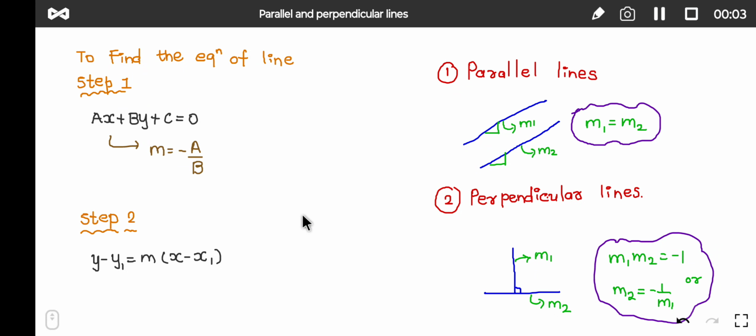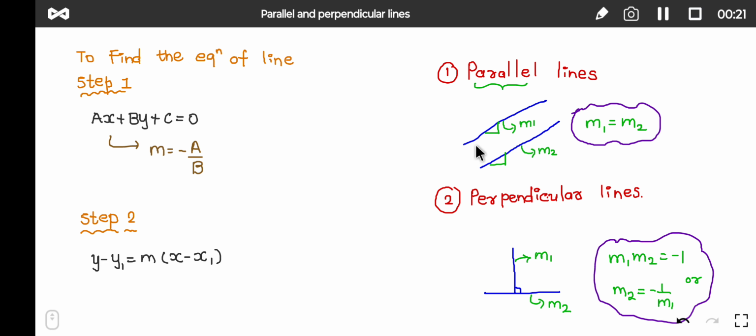Hello everyone. In this class I will tell you how to find the equation of a parallel line and a perpendicular line if one of the lines is given. Look at the result first of all. When one of the lines is given and we have to find the second line, and the lines are given to be parallel lines.